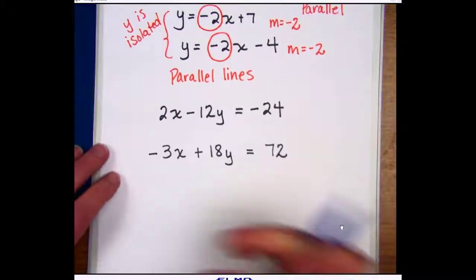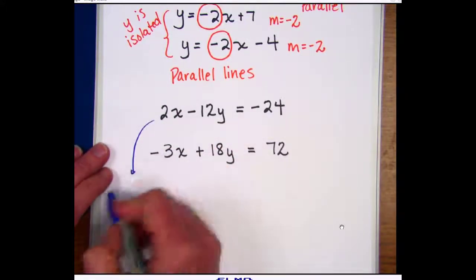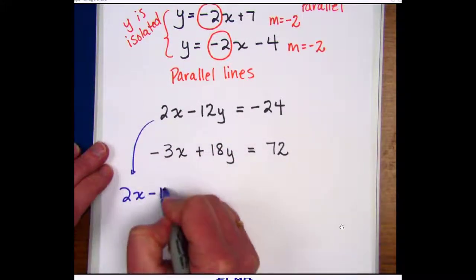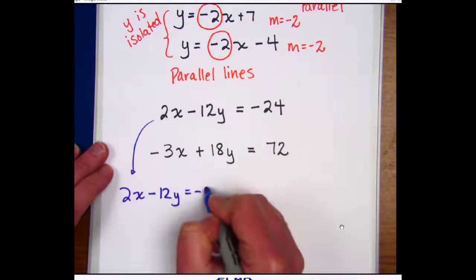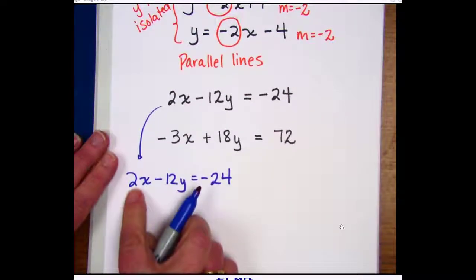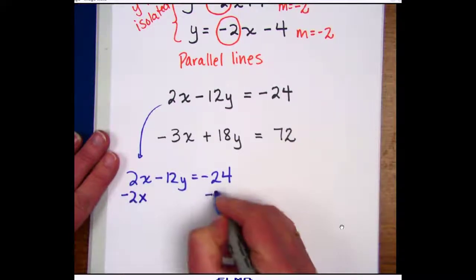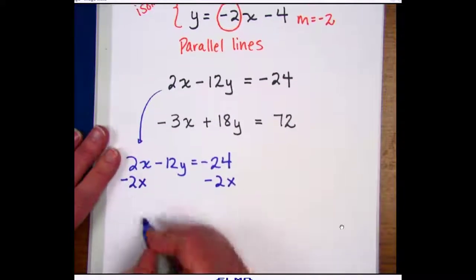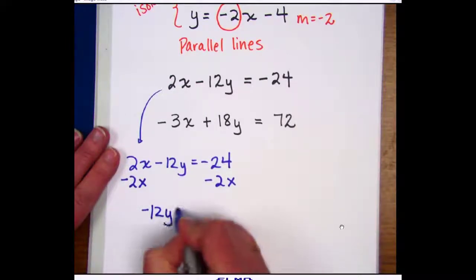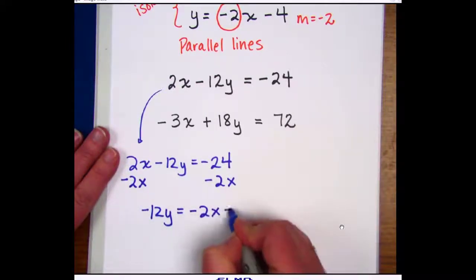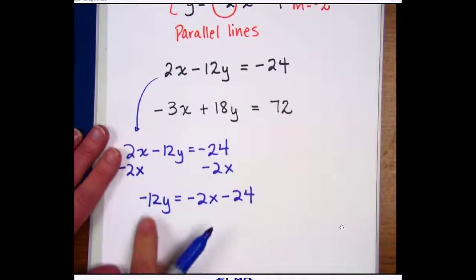So what we're going to need to do first is do some algebra to isolate our y all by itself. So I have a 2x over here. I want to move that over by subtracting 2x from each side. Minus 12y equals minus 2x minus 24. Next, I'm going to divide by -12.